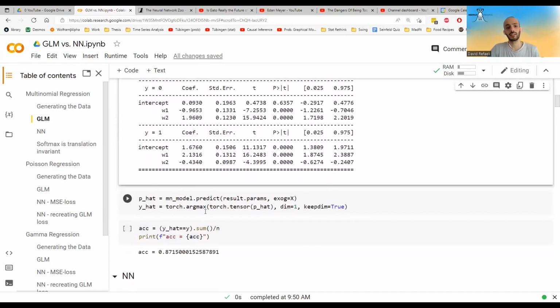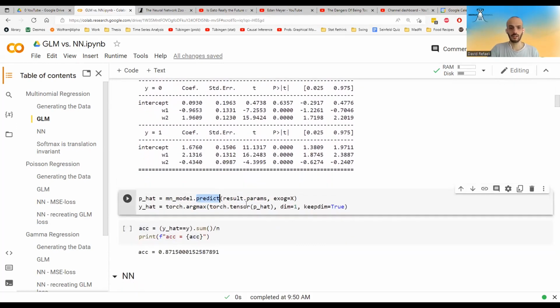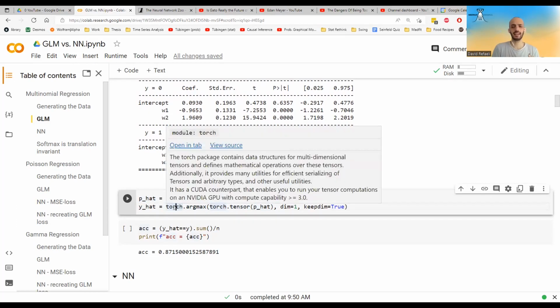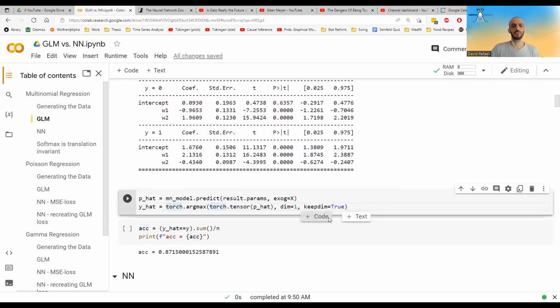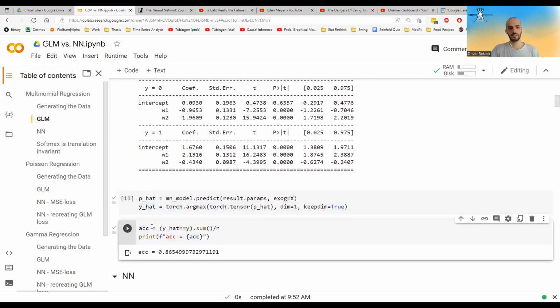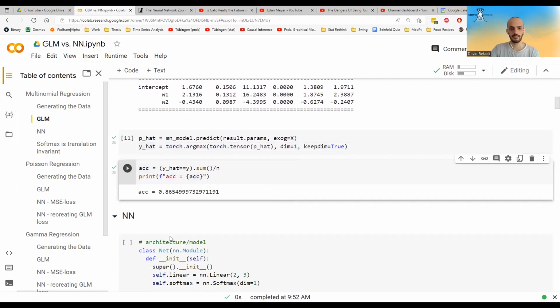We can also look at the accuracy. So we can call predict on our x's, and this will give us the predicted p's. And then we can decide, okay, which one we will choose. We will choose the maximum. So if we get 0.1 and 0.1 and 0.8, we will choose the 0.8 class. And if we calculate the accuracy, we are getting 86.5% accuracy.